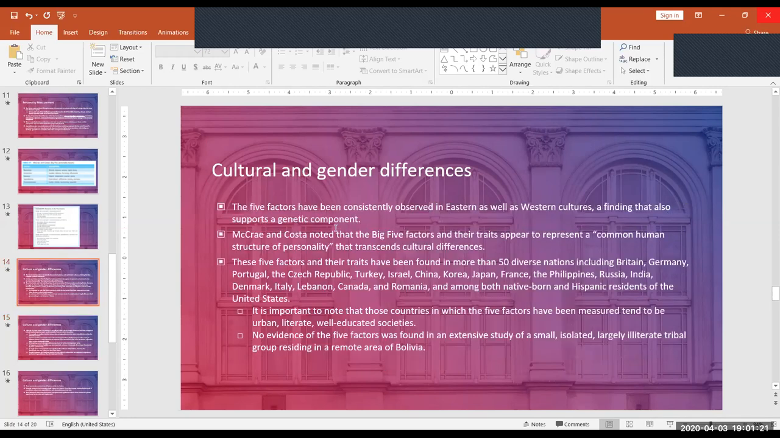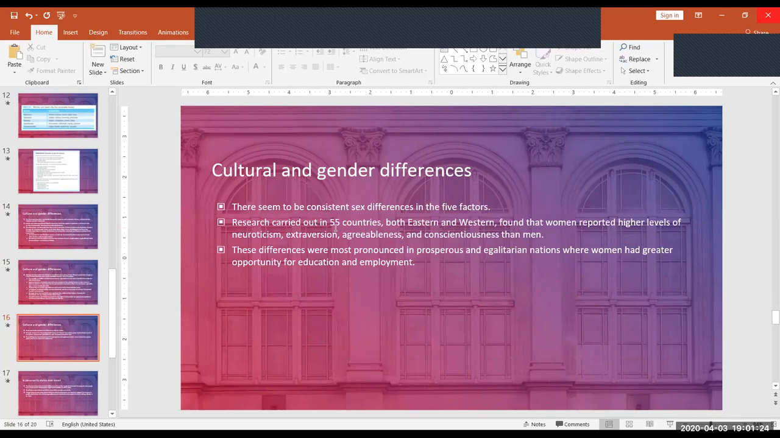And there are also gender differences, even though the pattern is quite general in every human across nations. Some research carried out in 55 countries found that women report higher levels of neuroticism, extraversion, agreeableness, and conscientiousness than men. So the only dimension that men scored higher than women is, what is it?